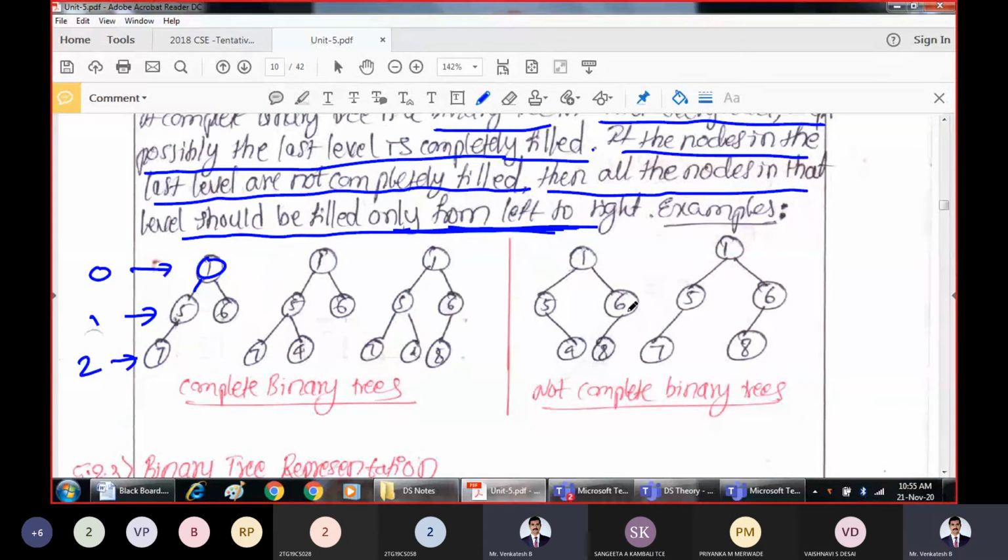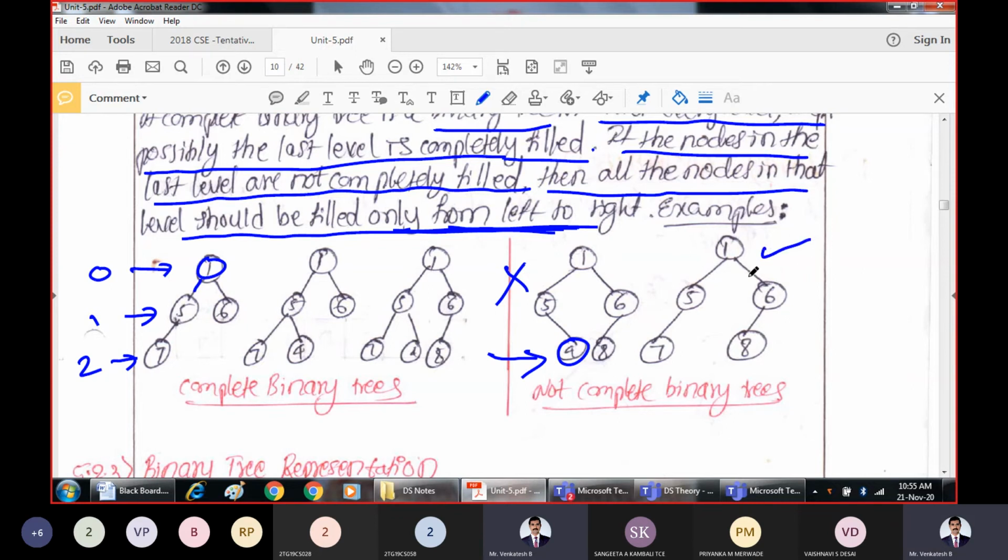But for filling this, what is the condition? They must be filled from left to right. First you should fill this left subtree. Then only you are allowed to go to this right subtree. But what we are trying to do here is, in this case, there is no left subtree for 5. But without this left subtree, we are trying to fill the right subtree with 4. Then it is not a complete binary tree. It is a binary tree, but it is not a complete binary tree, because completion of nodes must take place from left to right.